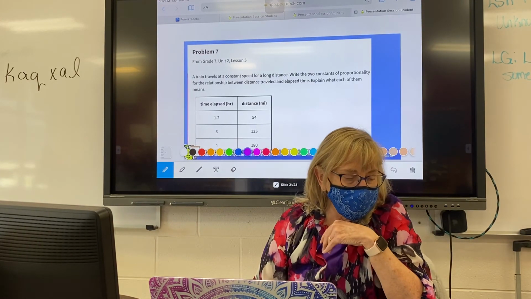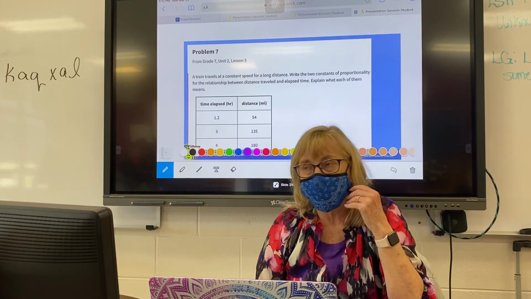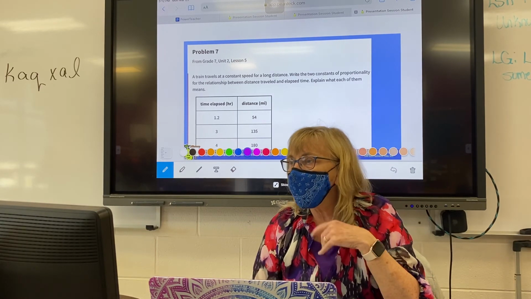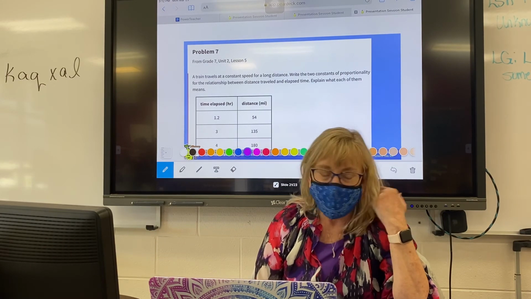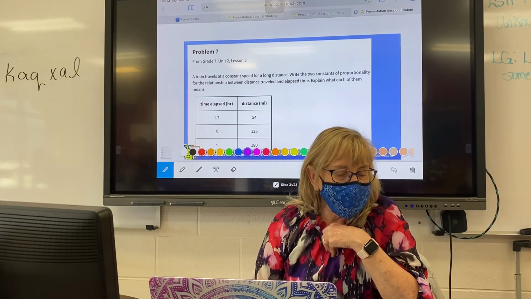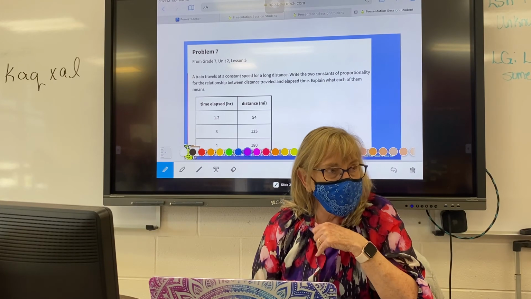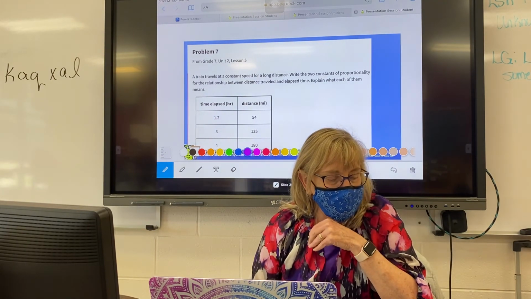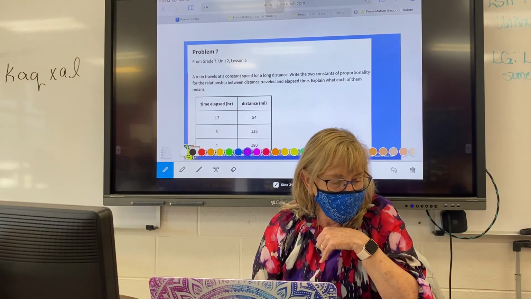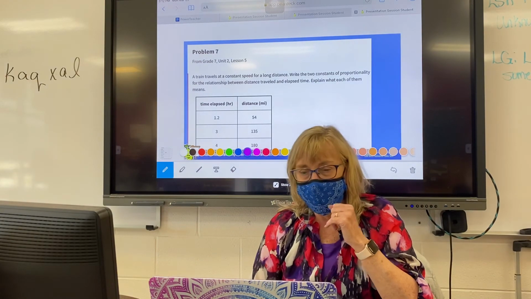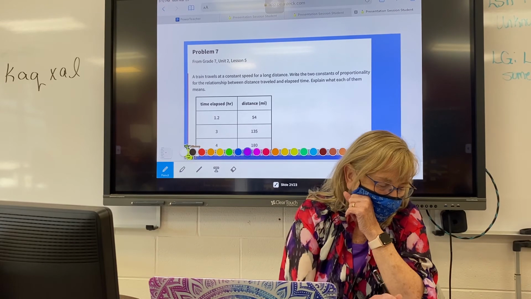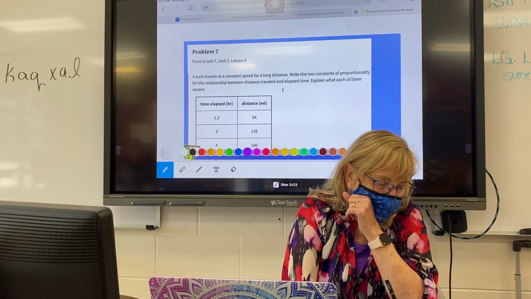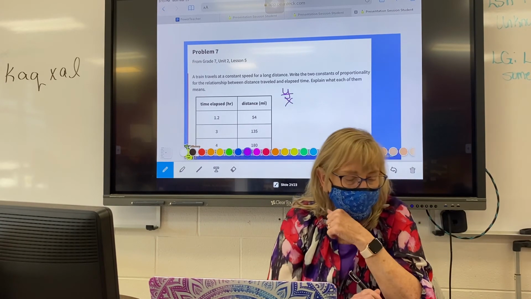If a train travels at a constant speed for a long distance, what is constant speed? What alarm does that set off in your head? Unit rate, okay? Write 2 COPs for the relationship between distance traveled and elapsed time. Explain what each of them means. So how are we going to find a COP? Can we do y over x again? Yes. Okay, so what do you get?